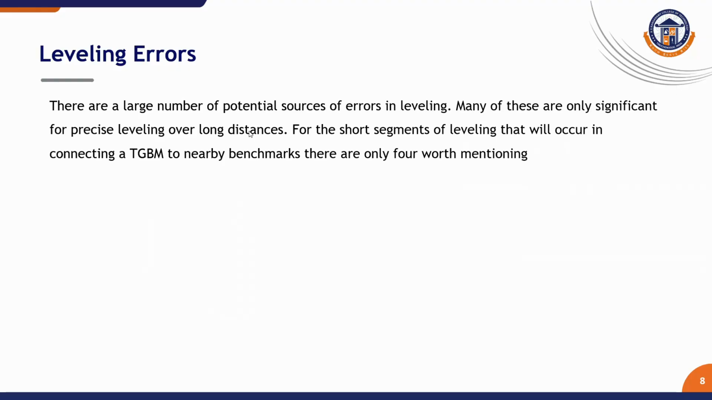Despite advancements in instruments, understanding potential errors is critical. While there are many sources of errors, especially in precise long distance leveling, for most common projects four are particularly worth noting: errors from the instrument's maladjustment, the staff not being held vertically, errors in reading the staff, and natural effects like refraction. Being aware of these helps in minimizing their impacts.